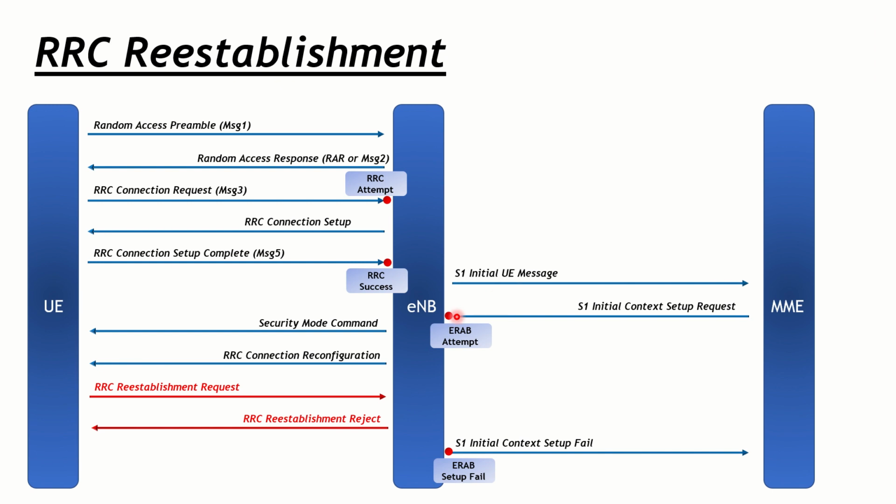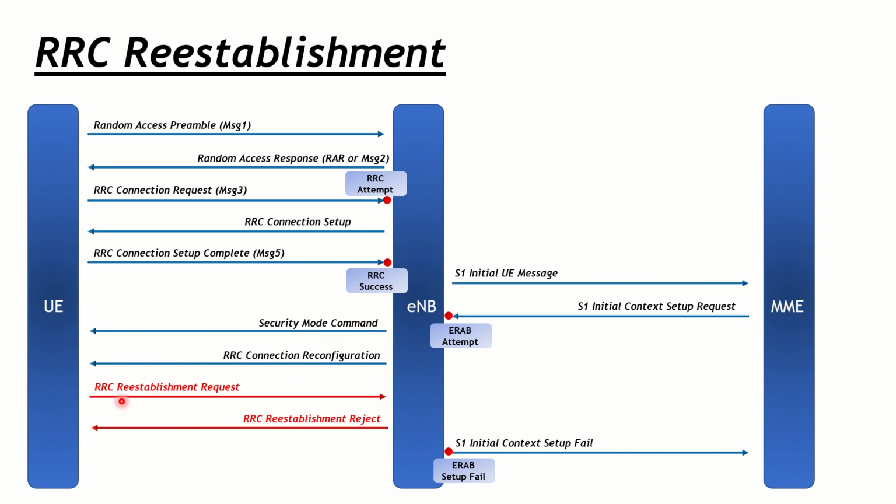Now let's say eNode B gets the S1 initial context setup request. It sends the security mode command and RRC connection reconfiguration to the UE. UE reads that, but somehow the UE has a radio link failure, and it tries to do an RRC reestablishment. In that case, for RRC reestablishment to be successful, the UE must have security mode activated. Now, as far as the UE is concerned, it has received the security mode command, so it thinks that it is activated on the UE side. But the eNode B has not received the security mode complete message from the UE. So eNode B thinks that the security mode is still not activated.